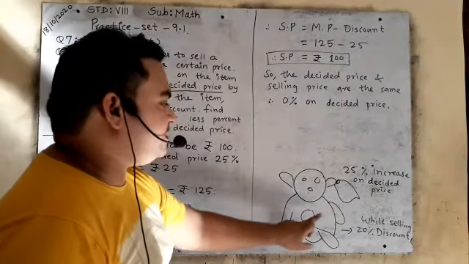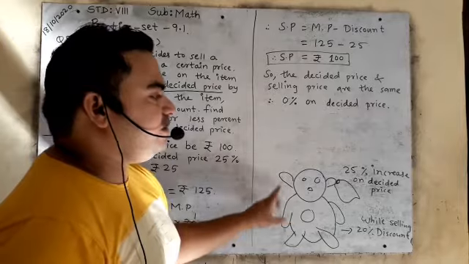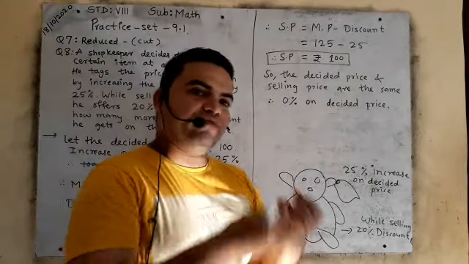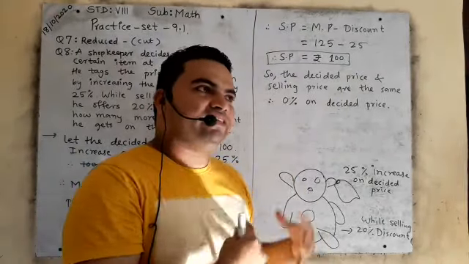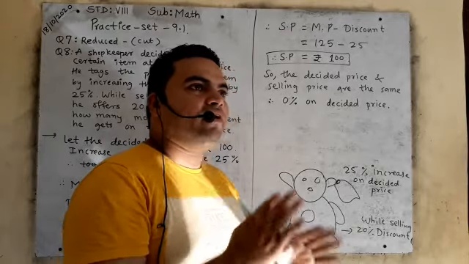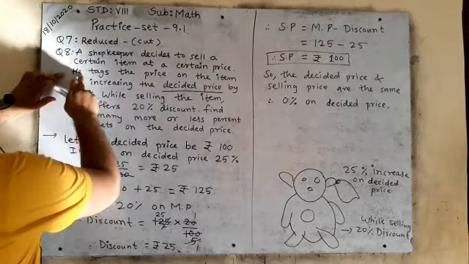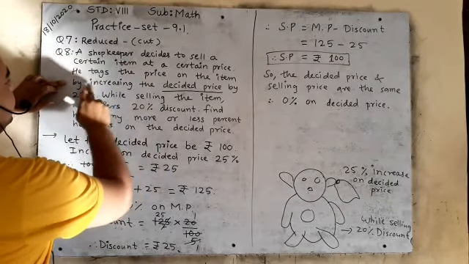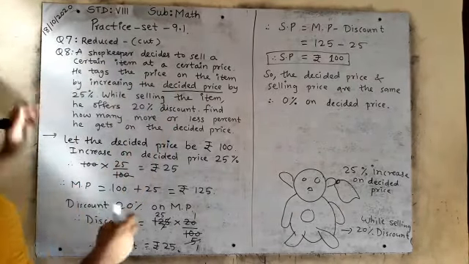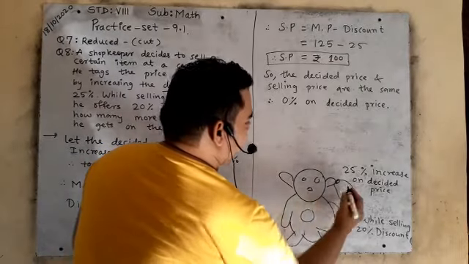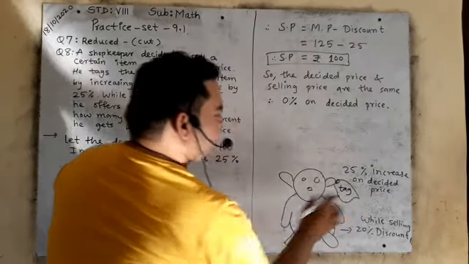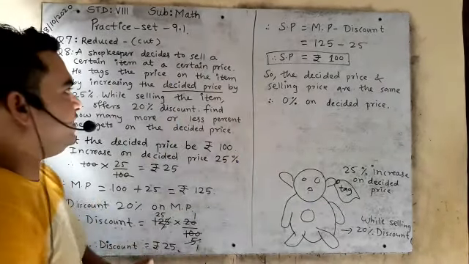Suppose I want to sell this teddy bear. Okay, this teddy bear I want to sell on a certain price. I have kept the price in my heart that I will sell this teddy bear on this amount only. Okay, now see what the question is saying further. He tags the price on the item by increasing the decided price. Okay, now see, this is a tag. I have not written over there the value because I want to explain it.